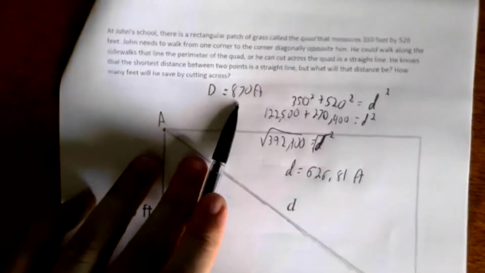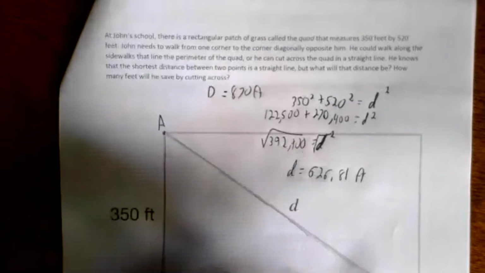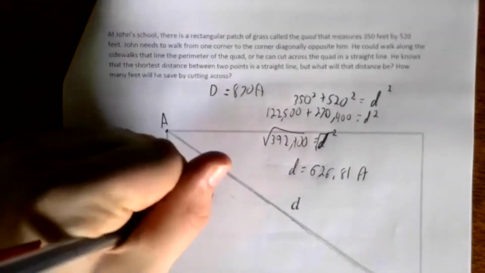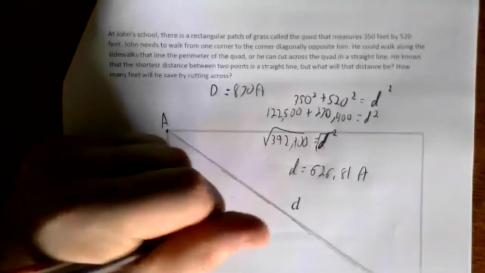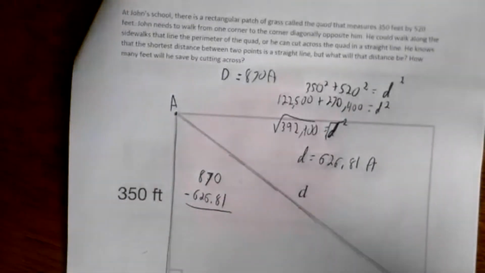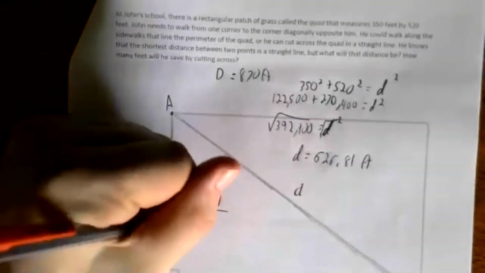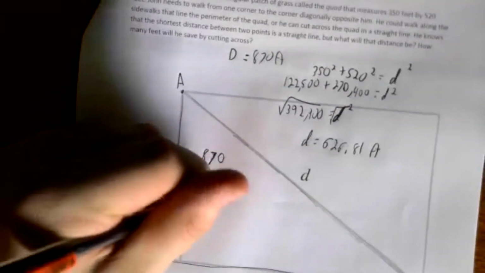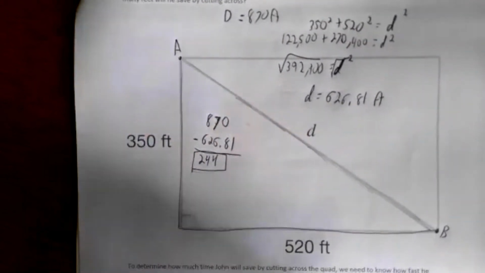Subtract the total distances. Yep. So you just subtract the distance if you walked around the outside by the distance of the diagonal. So we have 870 minus 626.81 feet. If we do that, we get about 244 feet. I'm rounding a little bit there. So we save about 244 feet if we walk the diagonal rather than if we walk around the outside edge.